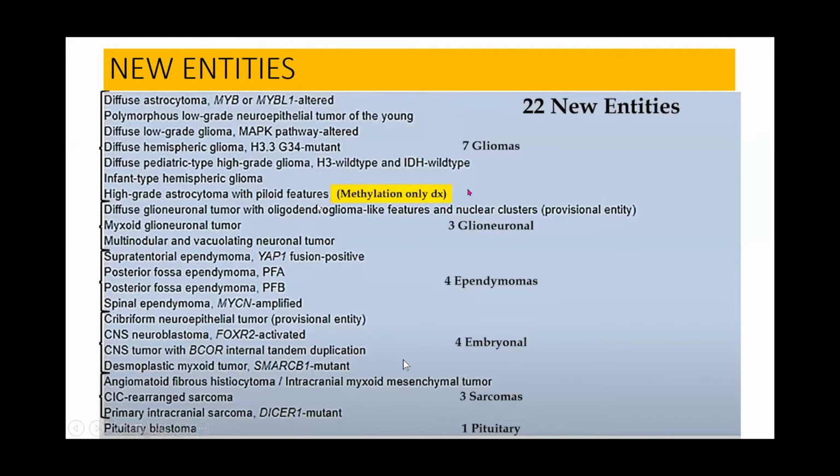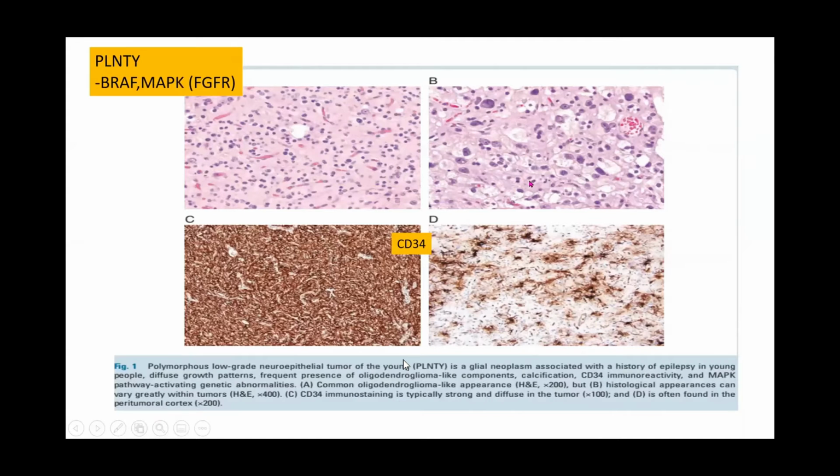So just to show a few of the pictures of these new entities, PLNTY, which is a polymorphous low-grade neuroepithelial tumor of the young, is a glial neoplasm which is associated with a history of epilepsy in young people. It has a diffuse growth pattern. On microscopy, it looks like an oligodendroglioma with nice round nuclei, a little bit of perinuclear clearing, and maybe some amount of atypia. But the classic feature is that it is strongly, diffusely CD34 positive, and it shows BRAF and MAP kinase alterations, especially FGFR2.